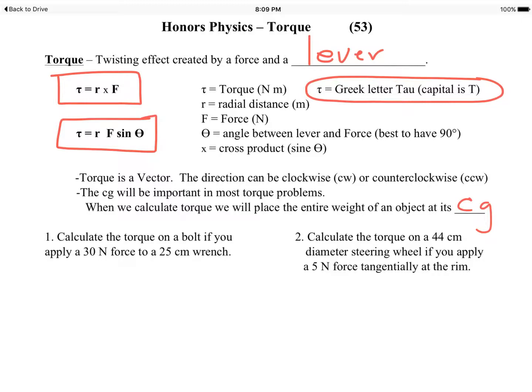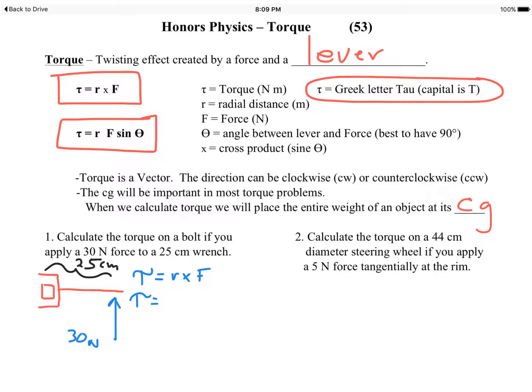Calculate the torque on a bolt if you apply a 30 Newton force to tighten or loosen the nut or the bolt. So here's our nut. This is my wrench. I'm applying a force right here of 30 newtons. So let's calculate the torque. The torque, tau, will be R cross F. So that'll be R, the distance, and the distance here, the length of this lever is 25 centimeters.